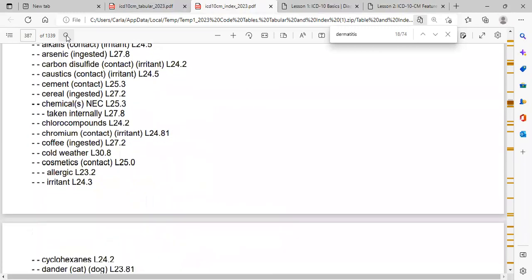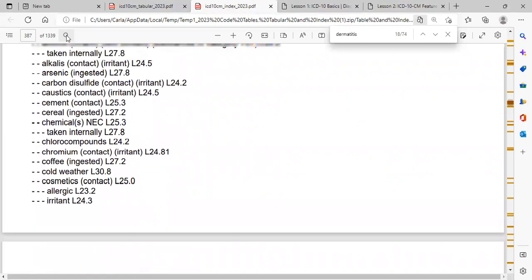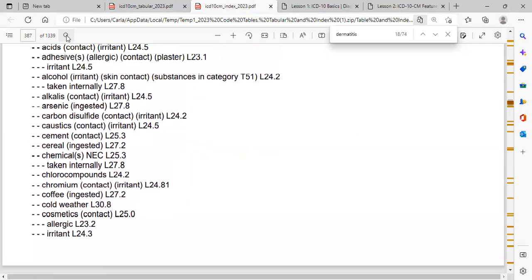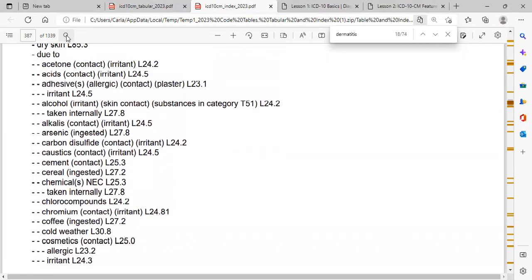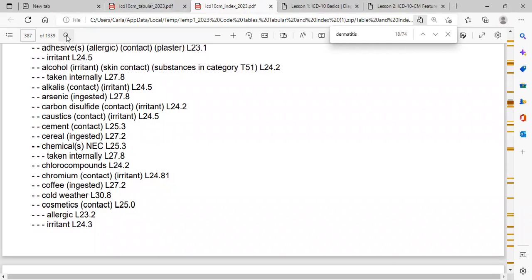And there are a lot in here. And it said that they did ingest something. So we're looking for ingested. This one says ingested cereal. This one says ingested food. So I'm looking at L27.2. I would then look in my tabular index for this particular one.